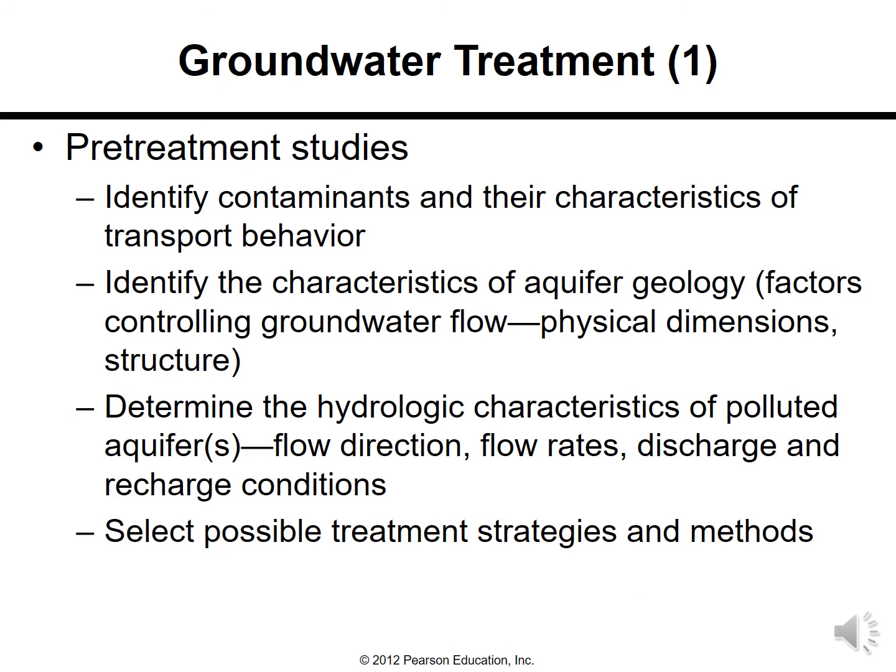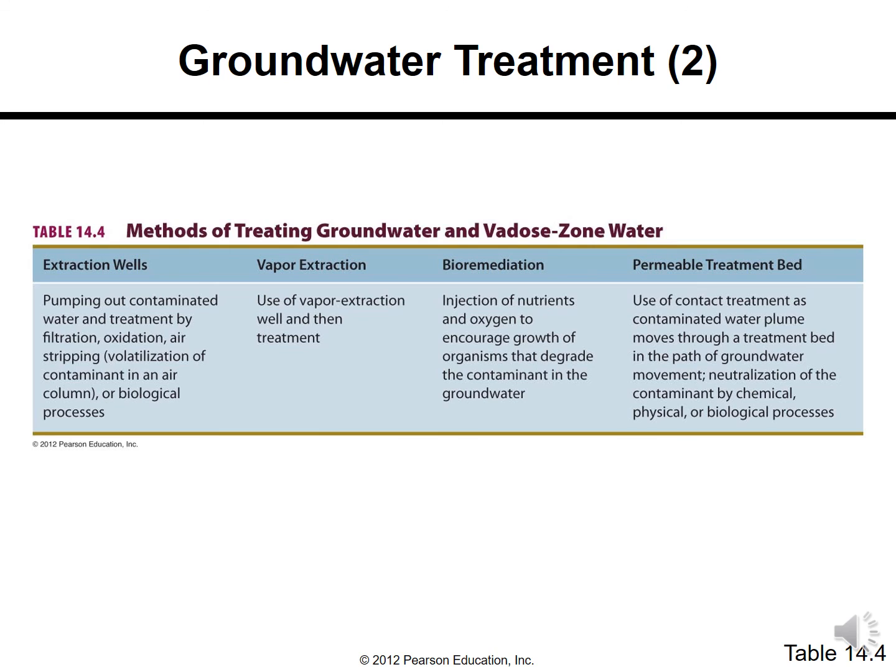Pre-treatment studies. Identify contaminants and their characteristics of transport behavior. It's important. Then you can do some treatment. Identify the characteristics of aquifer geology, especially the factors controlling groundwater flow, physical dimension and structure, and what type of soil, the porosity, permeability. All of these characteristics need to be identified. And determine the hydrologic characteristics of polluted aquifers: flow direction, flow rate, discharge versus recharge conditions, and select possible treatment strategies and methods.